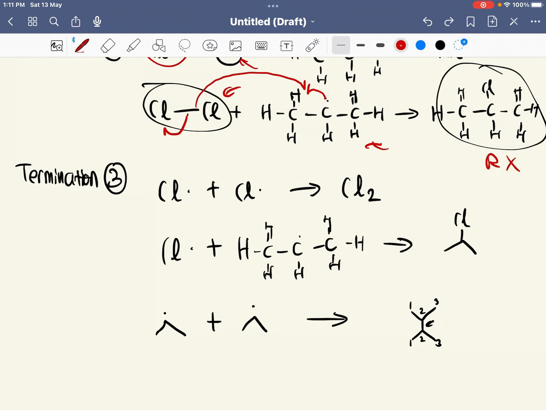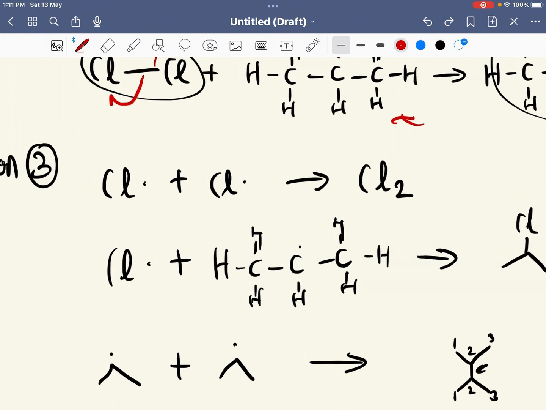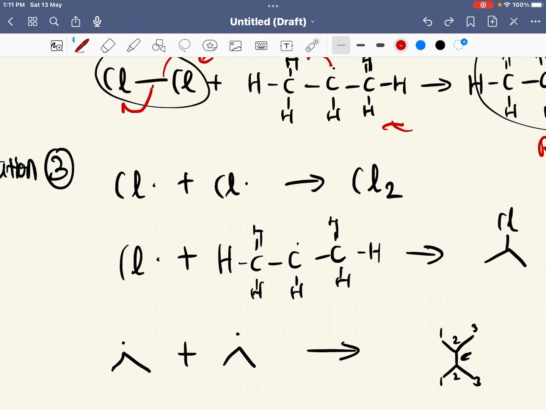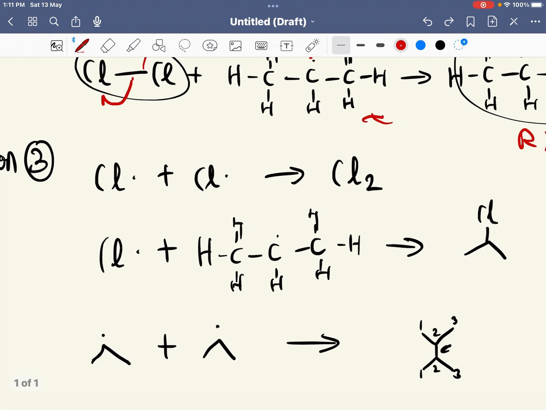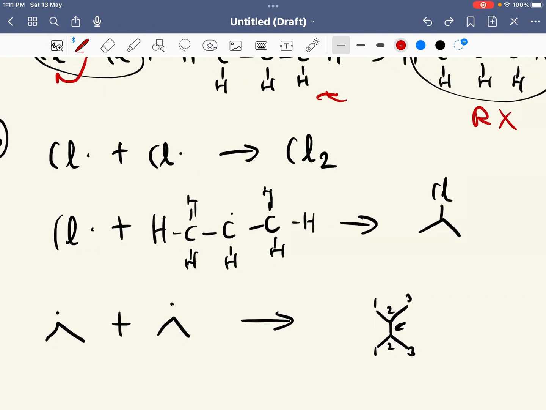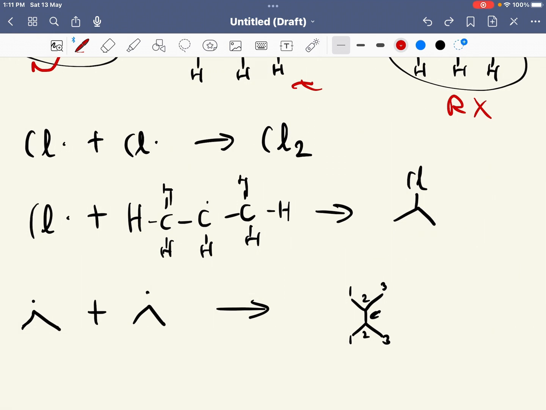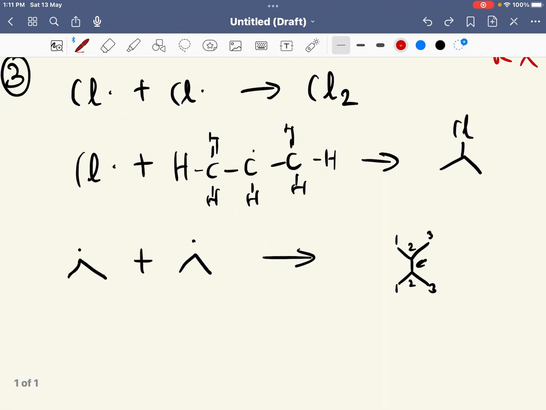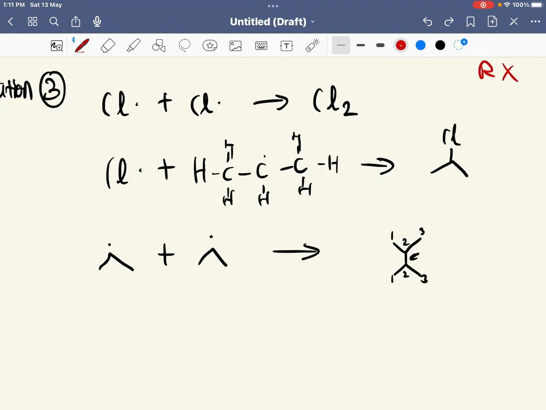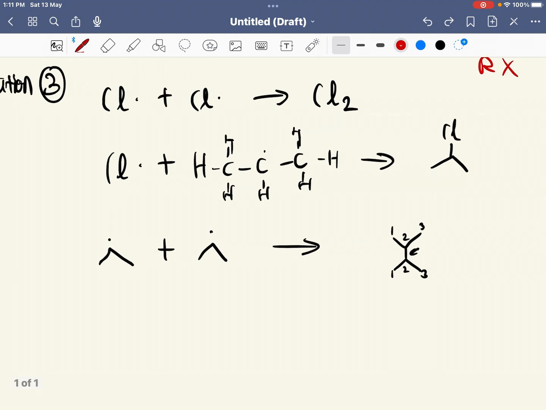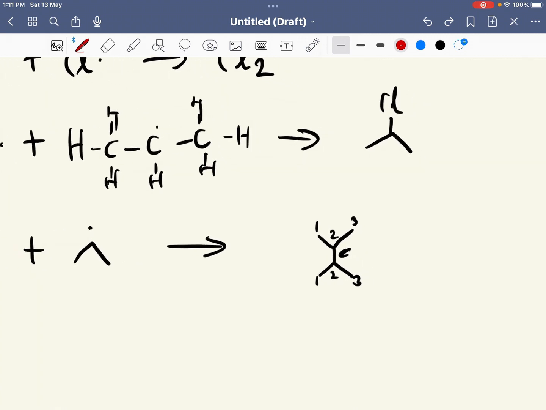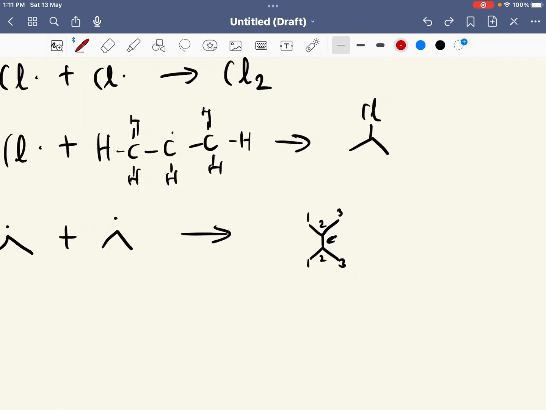So there are 3 possible scenarios as to how termination occurs. First being the chlorine radical, and the chlorine radical reacts to form a chlorine molecule. Second one would be the chlorine radical reacts with my alkyl radical to form my Rx, which is the product I'm looking for. And or I can have my 2 alkyl radicals reacting with each other to form this odd looking compound over here.